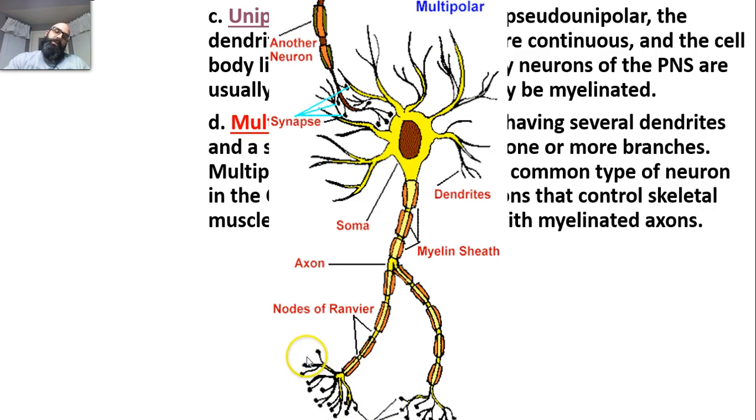So if you pictured this connecting to a muscle cell, all of these individual synaptic terminals or axon terminals here and here and here would end up synapsing with individual muscle fibers. That's what allows such fine motor control.